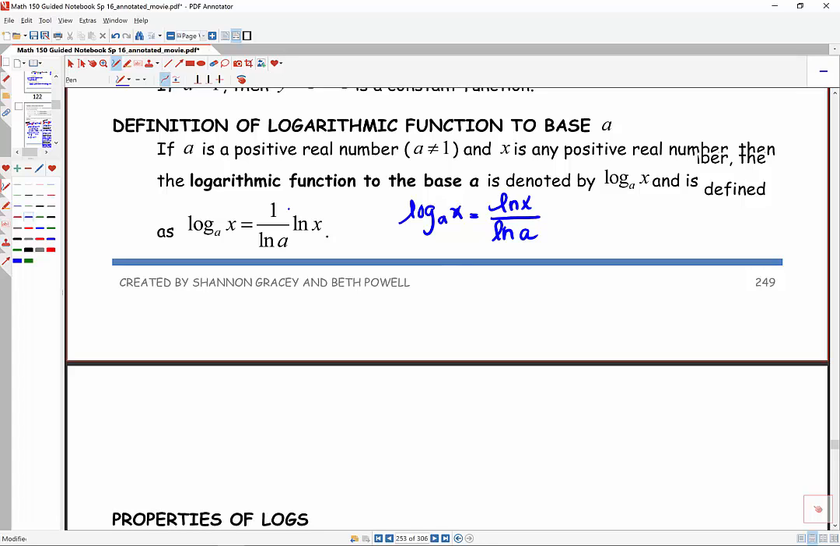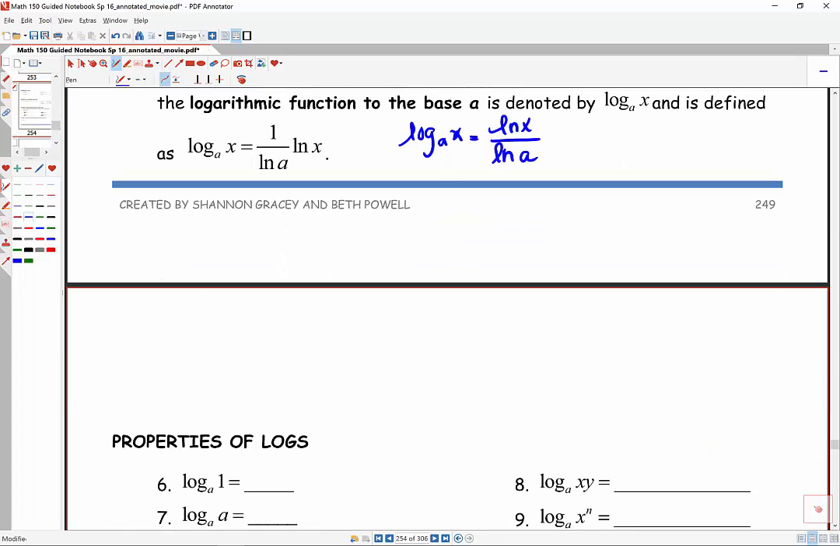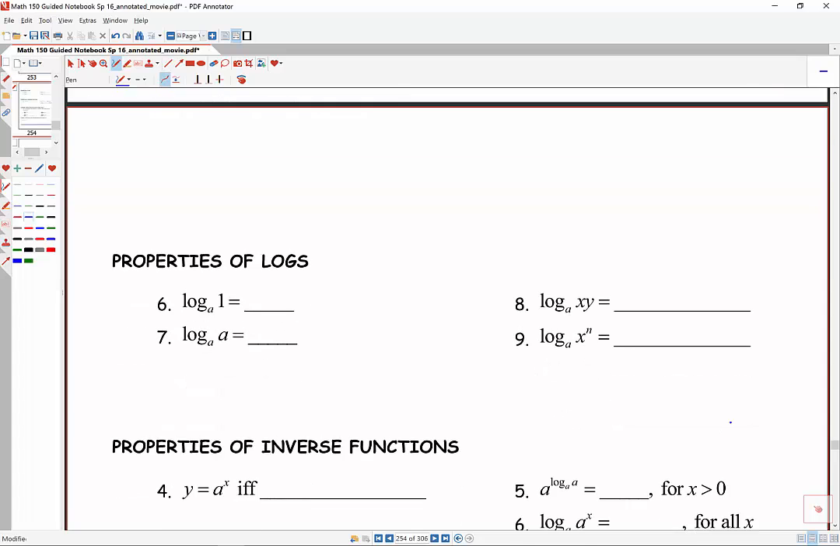Okay, so here we go. Properties of logs. Sorry, my numbering is off here.